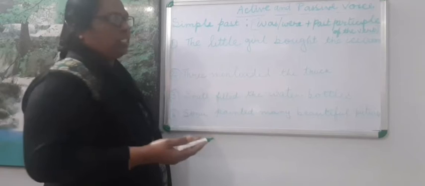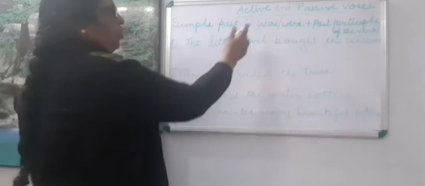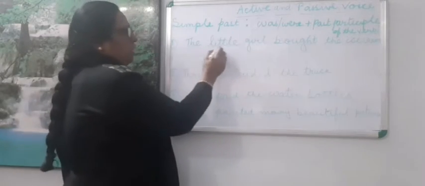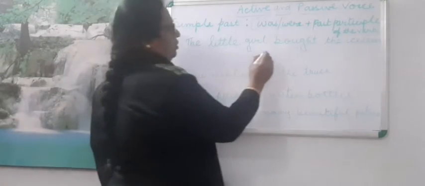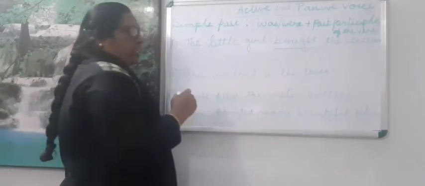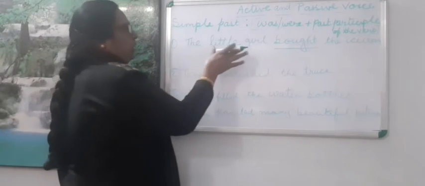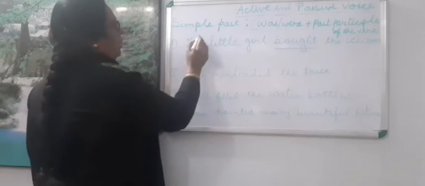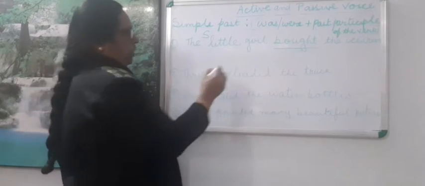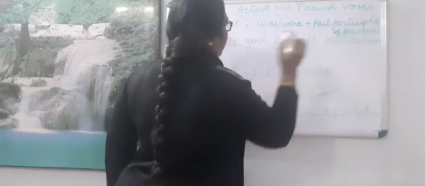Here all the 4 sentences are having active voice. So we will change them into passive voice by using the rules. The little girl bought the ice cream. When you change the voice, you should first find out the verb. Here, the verb is bought. Bought says that it is in simple past. So here it is in active voice, and carries the past verb bought. Little girl is the subject, bought is the verb, and ice cream is the object.